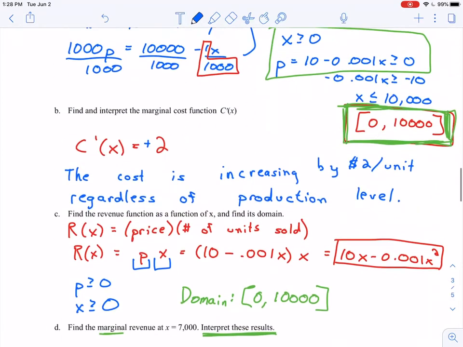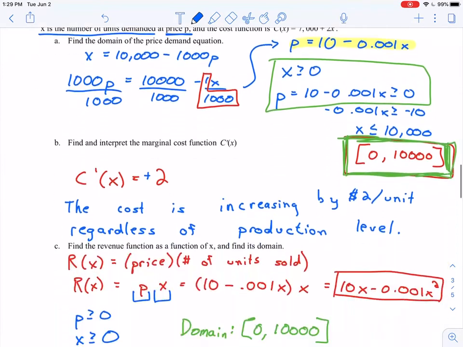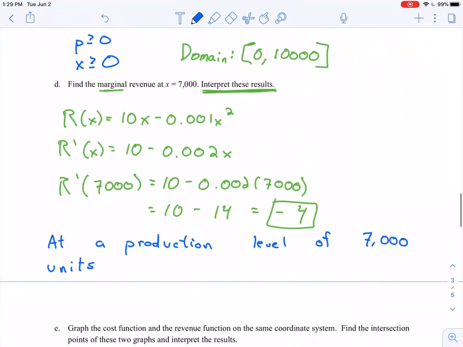And did they say units per week? I just want to check. They didn't give us the amount of time, so I'm just going to say at a production level of 7,000 units, the revenue is here.